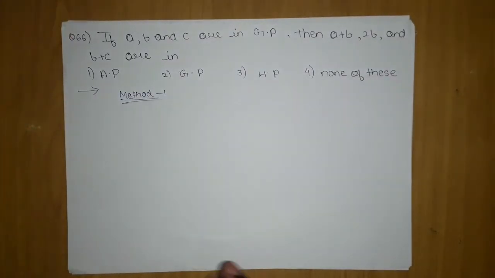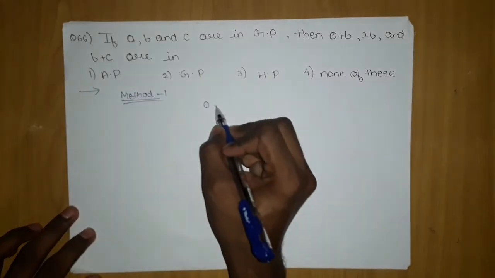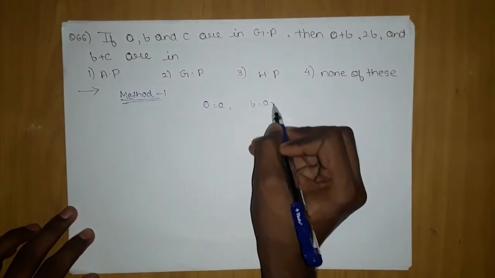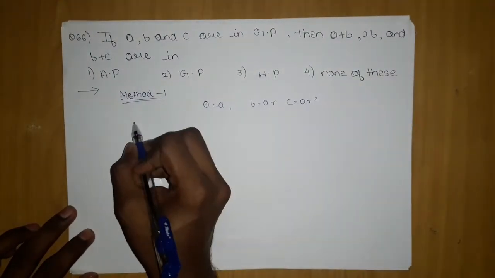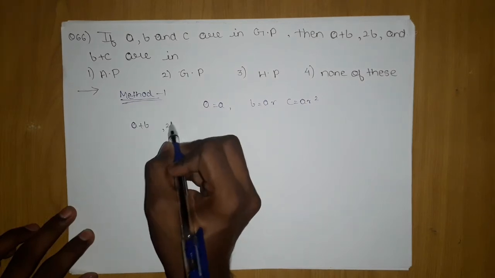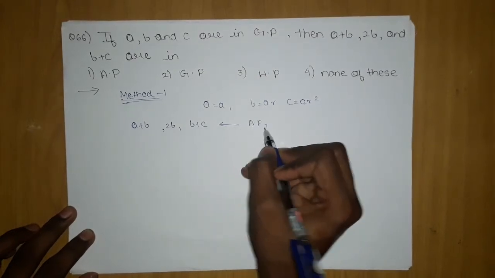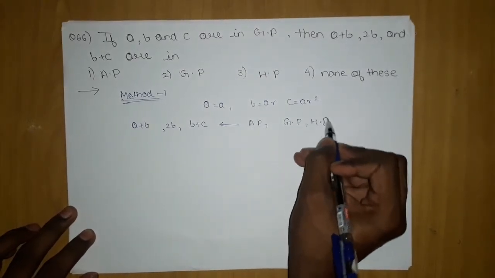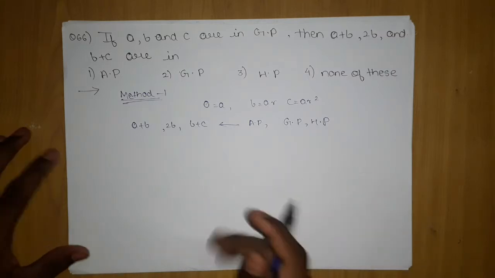Method one says that it is in GP, so I can consider the terms like this: A, B will become AR and C will become AR square, since the ratio should be constant. Fine. Now A plus B, 2B and B plus C, we have to check whether they are in AP, GP or HP. Any other option is not possible, they have not given it, like AGP, or arithmetico-geometric progression. So three options we have to check. So how can we check?